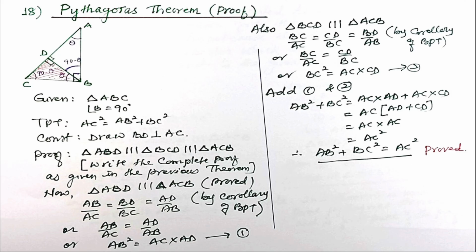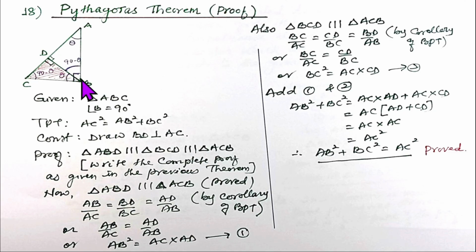Now let us go to the next important theorem, that is the proof of Pythagoras theorem. Already we know what is Pythagoras theorem. Now we have to prove it. Let us see how to prove it. Now we are given a triangle ABC where angle B is 90 degrees and AC square is equal to AB square plus BC square. This is what we have to prove actually. So this is the Pythagoras theorem, that is AC square is equal to AB square plus BC square, and we have to prove it on the basis of similarity of triangles.